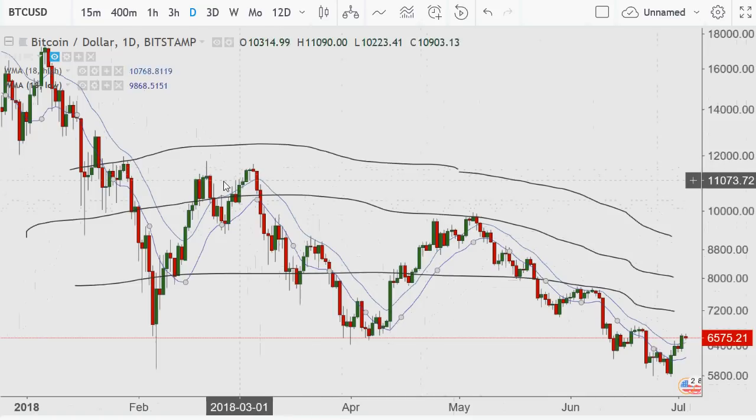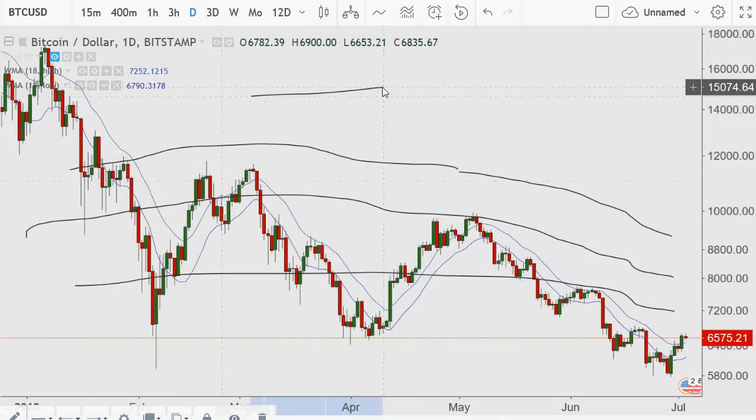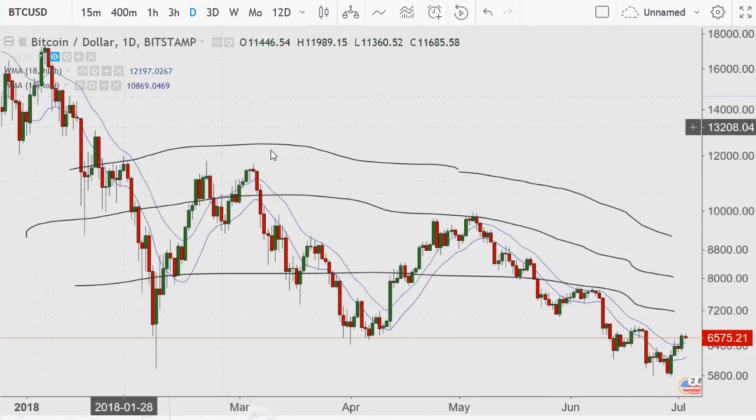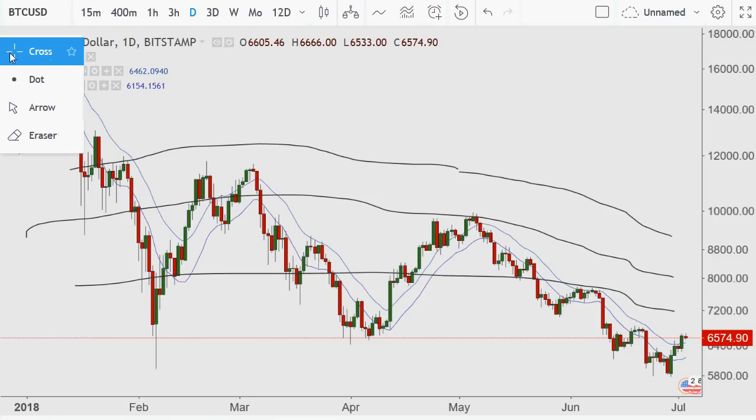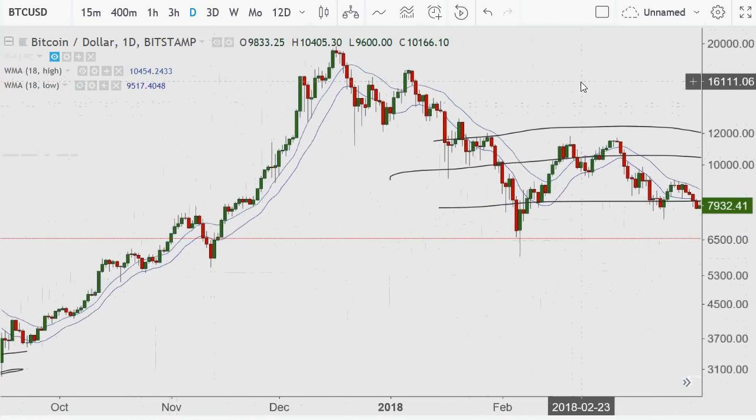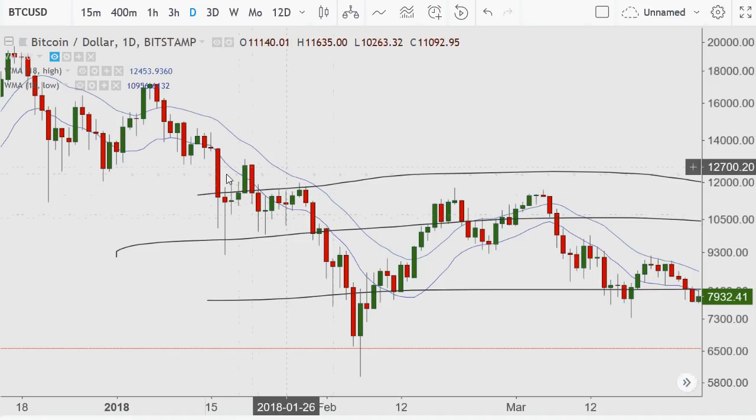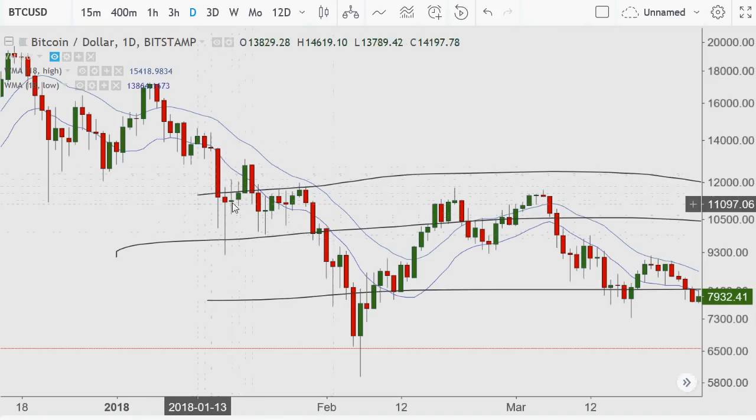Which would be really interesting in use. And when we scroll back, that's why when you put these lines in, I have to push the cross button every time just so I can use my mouse to scroll back. A little nuisance, but I do like this drawing tool.